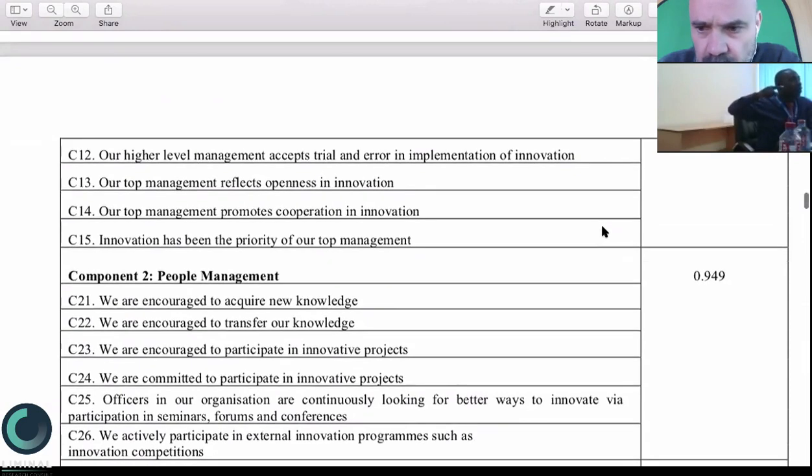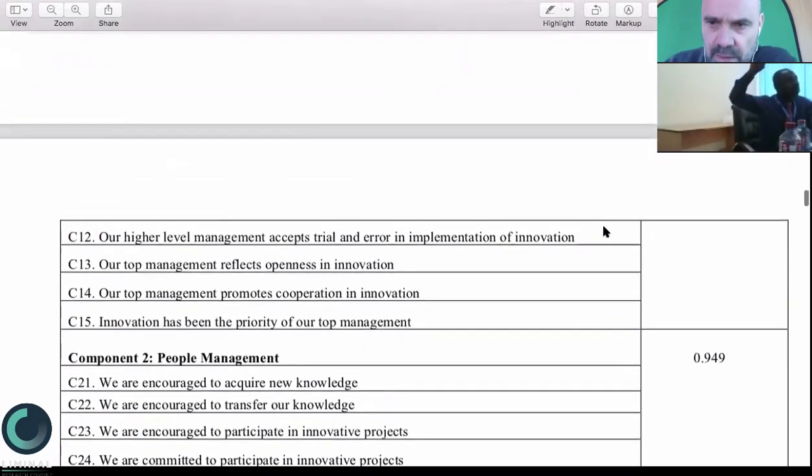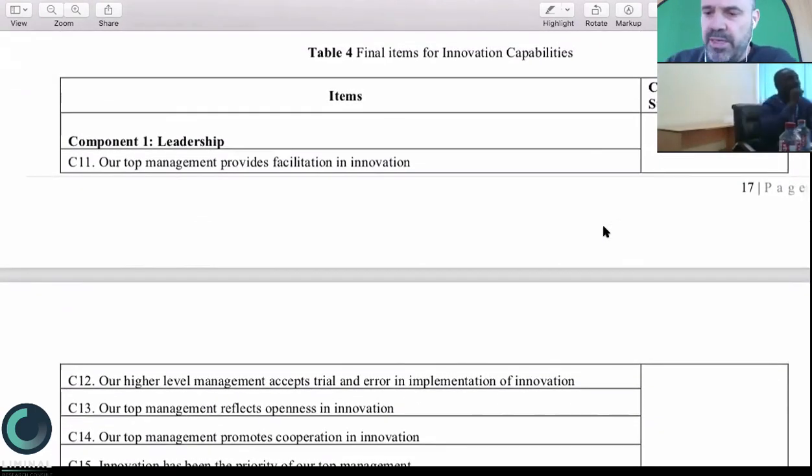This one, for example, the people management as maybe one of the contributing factors. So the 0.949, what is it? Was it a cumulative or a mean of the C21, 22? Okay, that's the Cronbach alpha. So that's the second step.